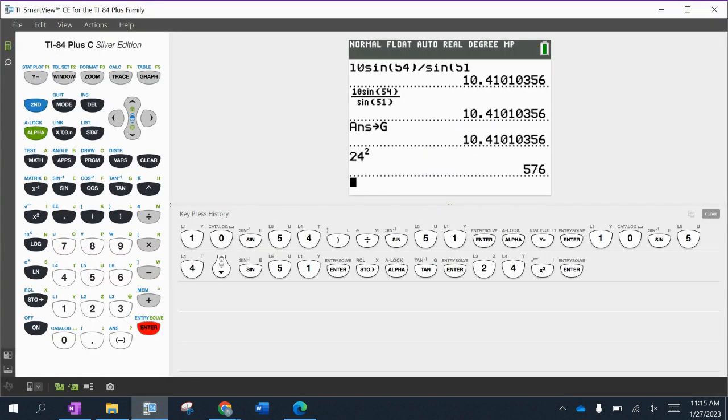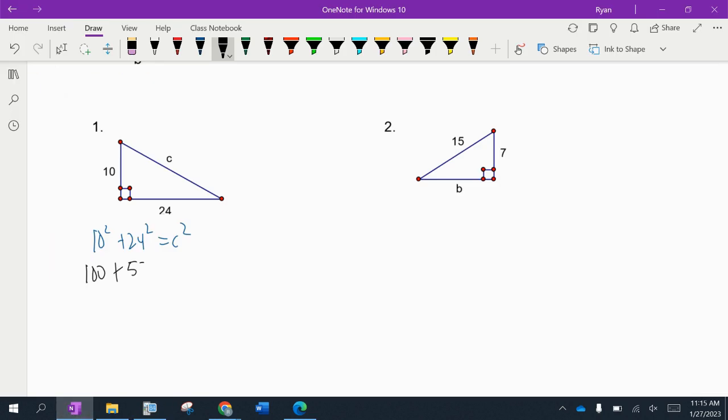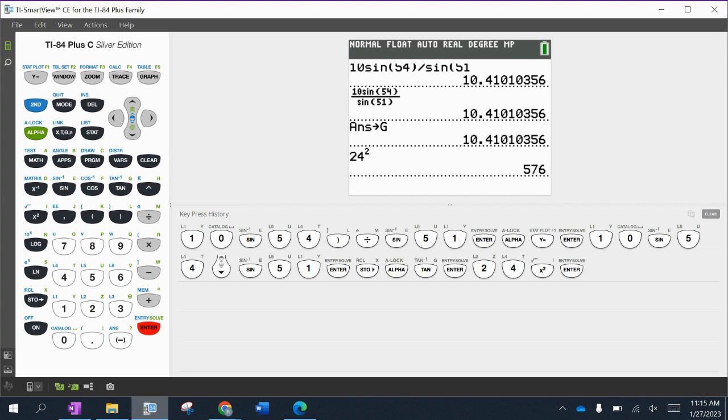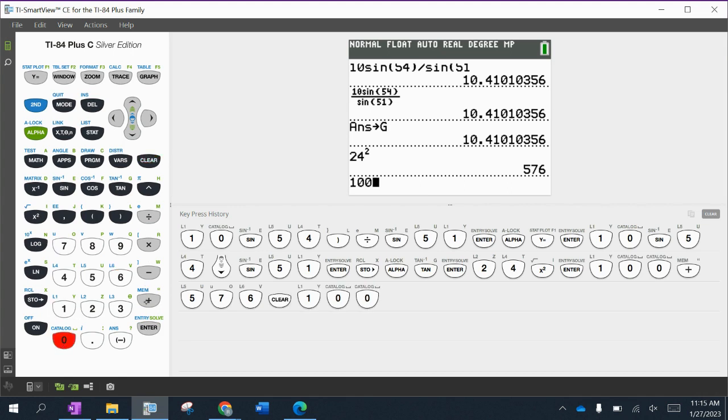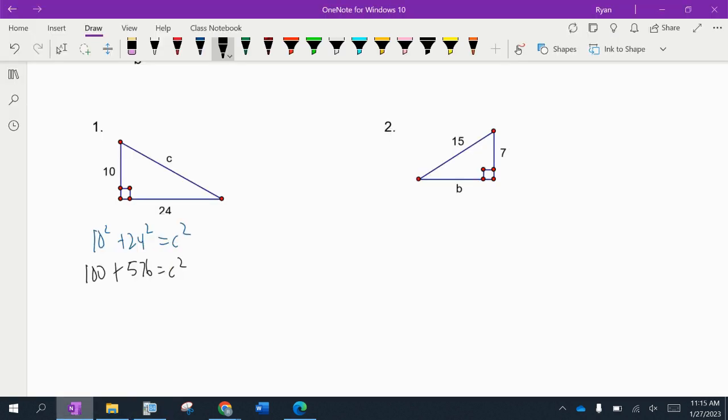It's 576 equals C squared. Now we're going to add those together. So 100 plus 576 equals 676. So 676 is equal to C squared. And then to get from C squared to C, because C is what I really want, we have to take the square root of both sides.